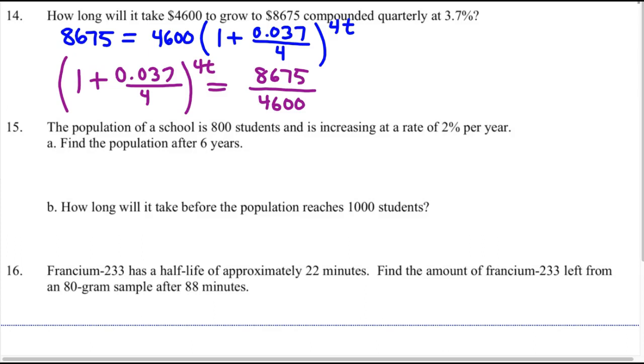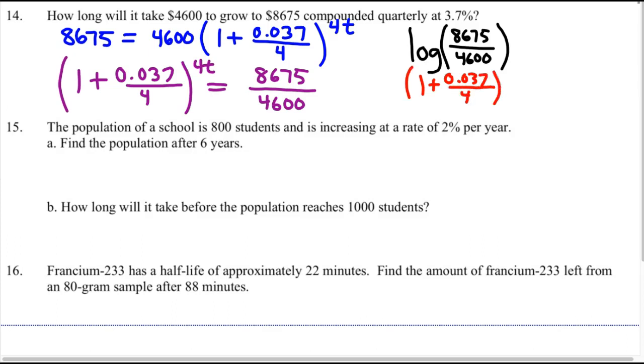Okay, so I divided both sides by 4,600, that's what I get. Now I'm going to rewrite it as a log. So this is going to be sort of an ugly log. This is going to be the log of this ratio, 8675 over 4,600. And the base is going to be that 1 plus stuff. So the base, I'll write that in red, is going to be that 1 plus 0.037 over 4. So that's kind of crusty, and that equals 4t.